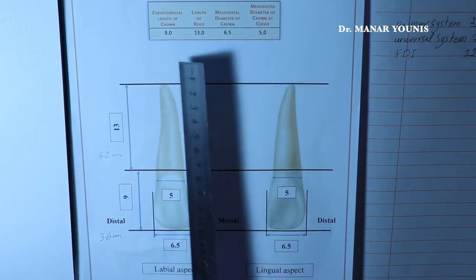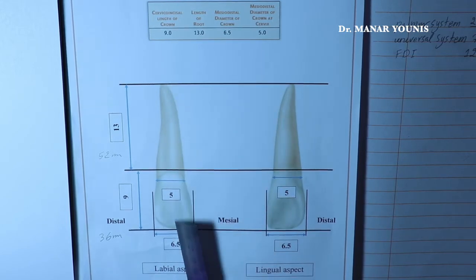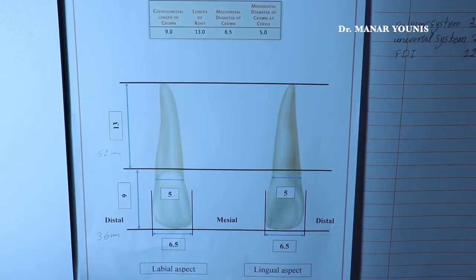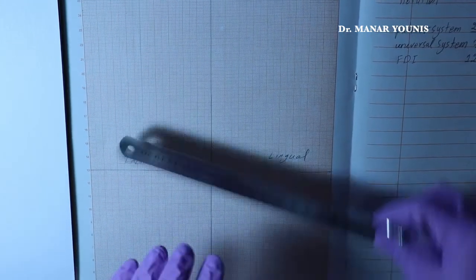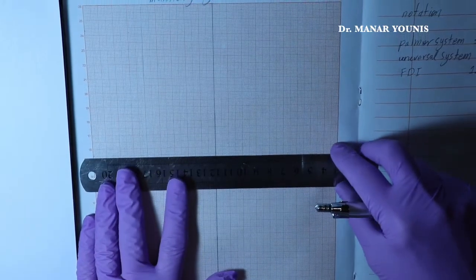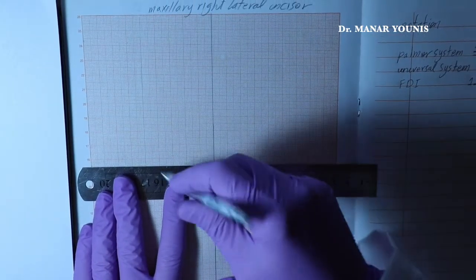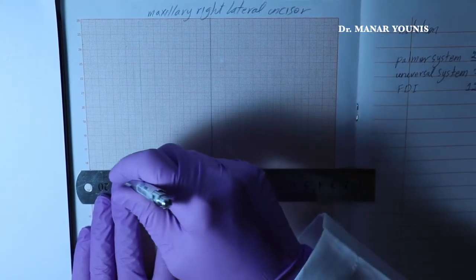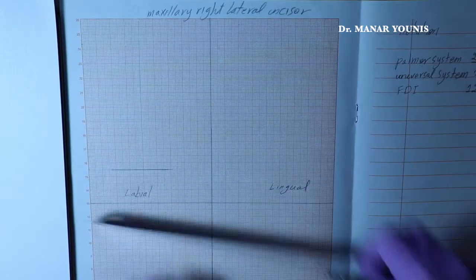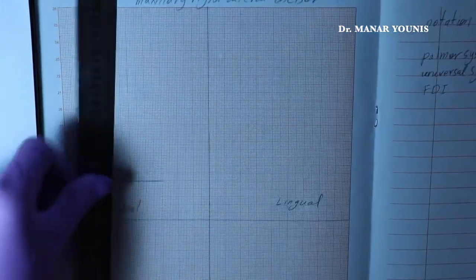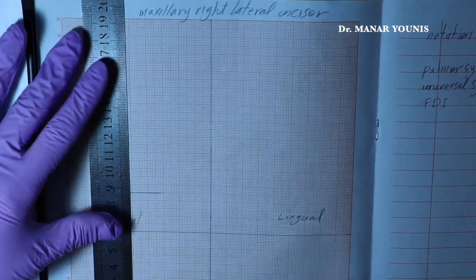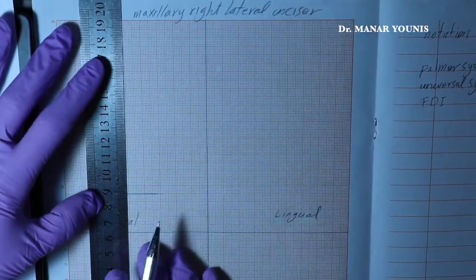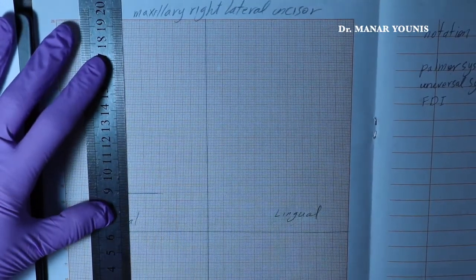In addition, I will draw the vertical line that bisects the tooth into 2 equal halves, which is the midline. So I'll start by drawing the incisal line, or the line that passes through the incisal edge. Then I will draw a perpendicular line to it, representing the midline, which bisects the crown and root.